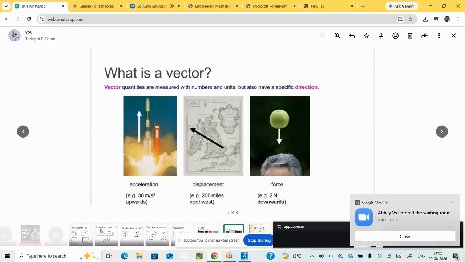See, if we consider mass alone, it is a scalar quantity. Mass is in kg or grams or whatever it is. But anything like mass, when we are moving it, it's called a vector. Yes, exactly. If you're considering any direction, we call it a vector quantity. Okay, sir.